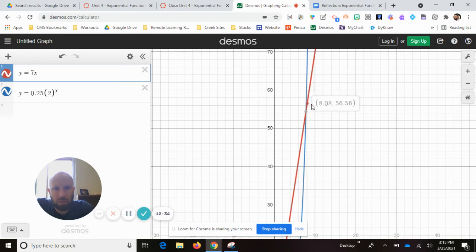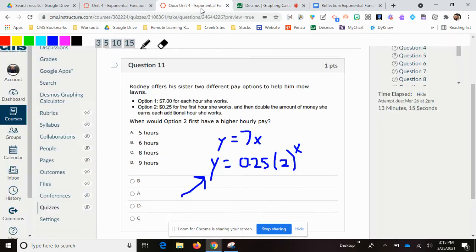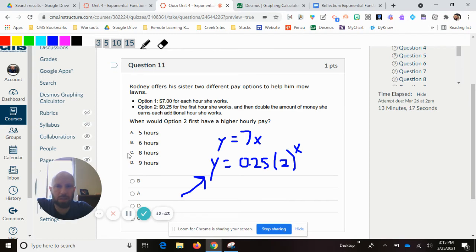greater than 7 is going to be 8, and it is right there, 8.56. So 8 is the x, so it would be 8 hours. The answer is C. That is the first time that that one will be more, at 8 hours. Let's go to question 12.